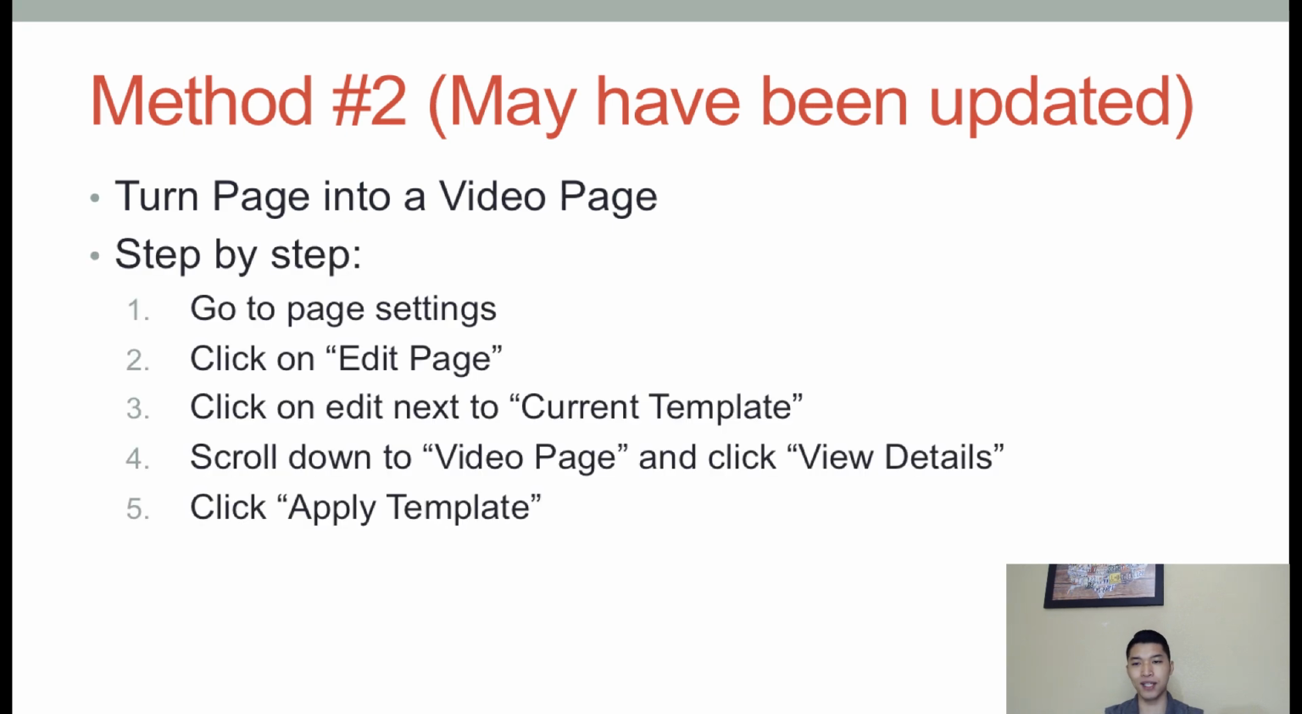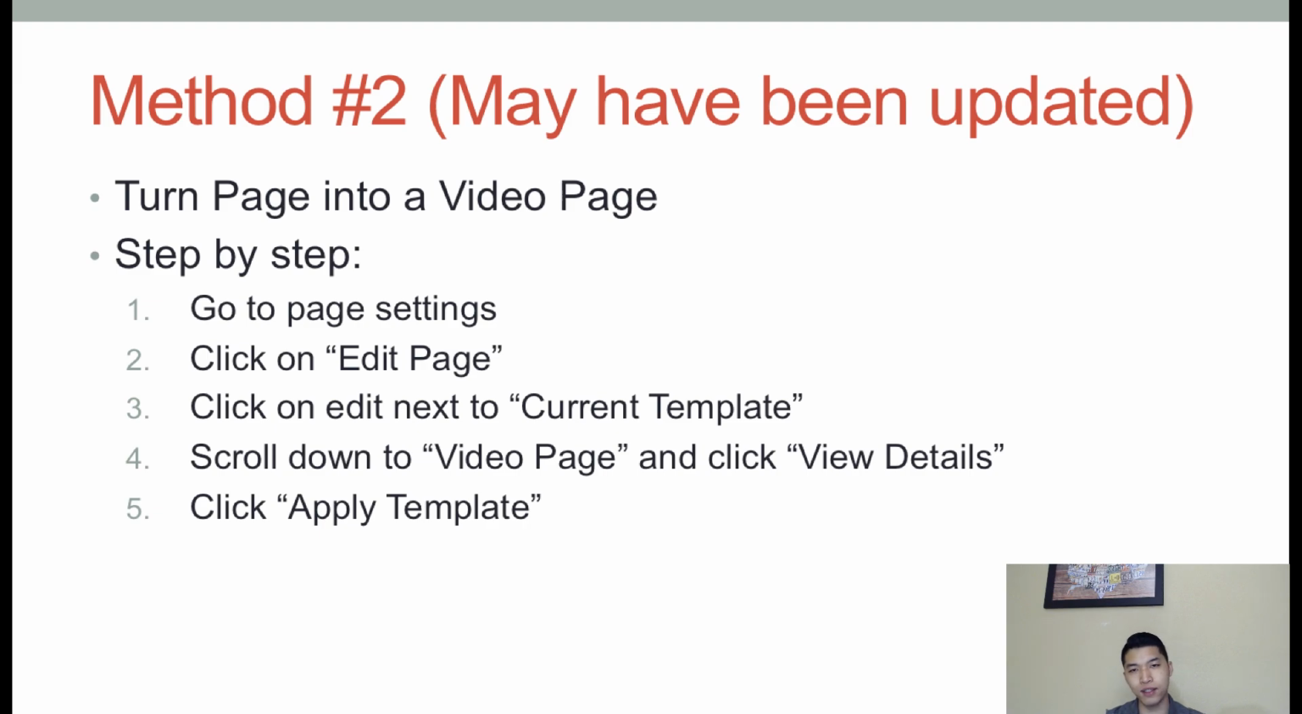Just follow along, right? So step by step, just go to your page settings. On the left hand side, you're gonna see the different buttons like general settings, and what you want to click on is actually edit page. And then as you scroll down, you see your current template, and next to your current template, there's a button that says edit. So just click on edit. It will allow you to edit your current page templates.